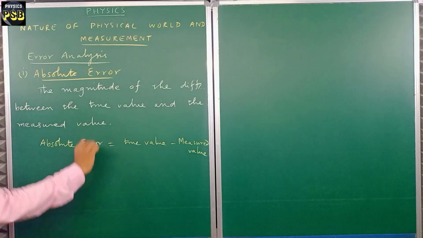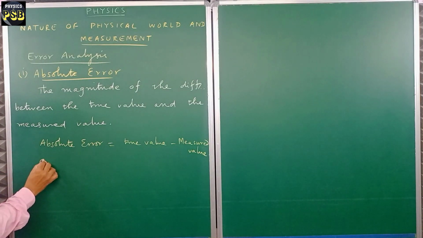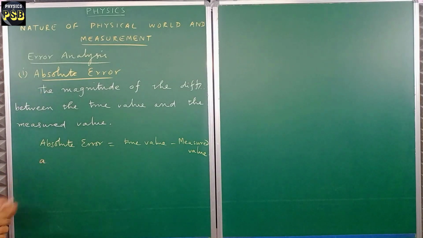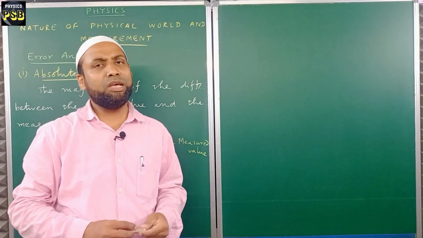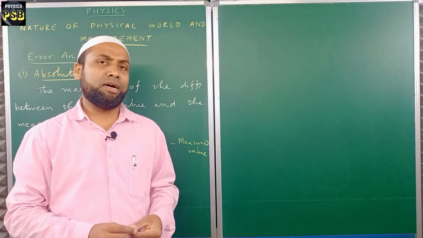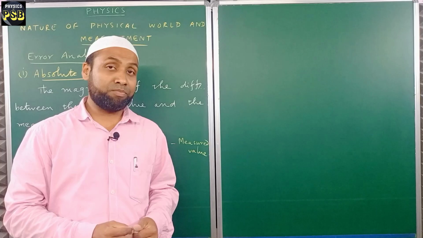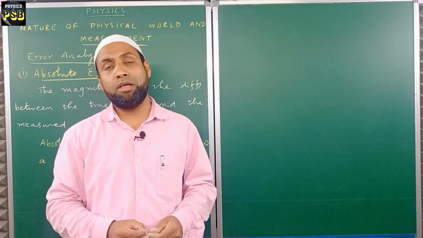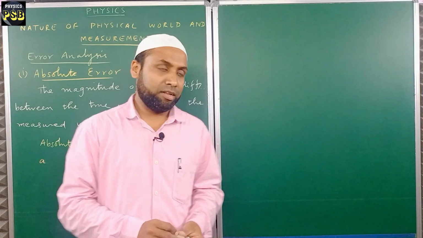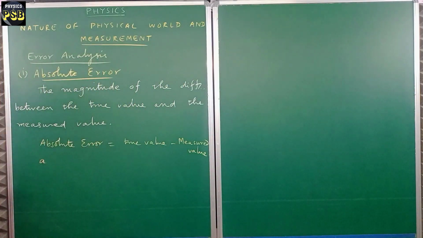Now, suppose I have a physical quantity A. In physics, when we perform an experiment to measure a given quantity, we repeat the experiment several times. This repetition of experiment is to avoid or to reduce the error. So, to measure the value of A, the experiment is repeated many times.